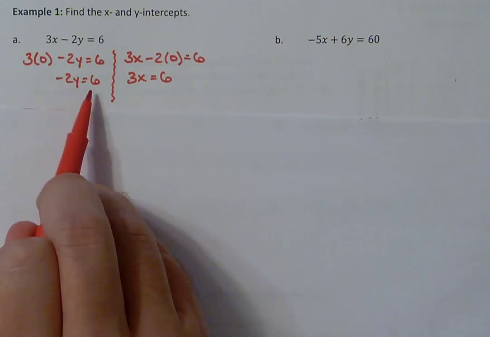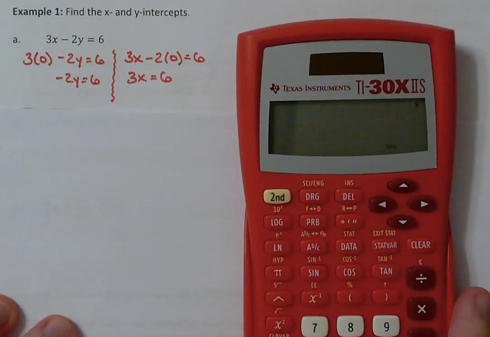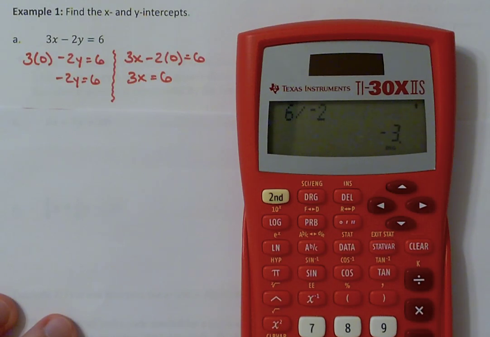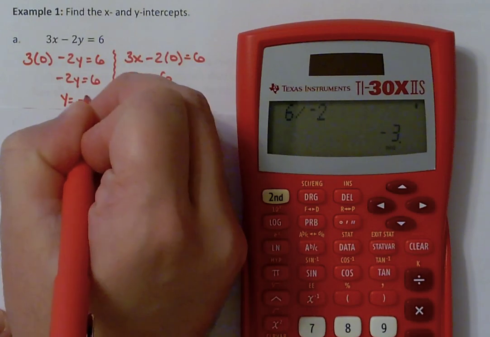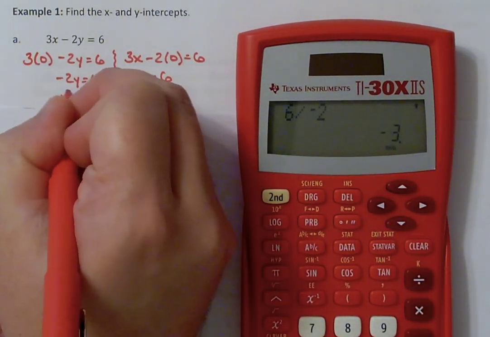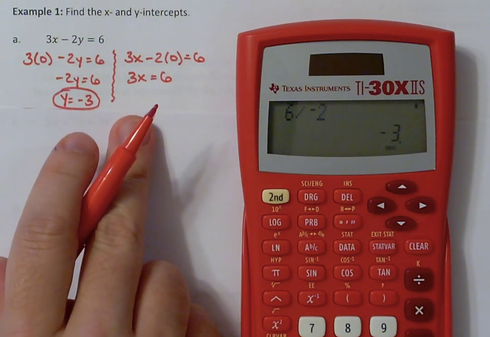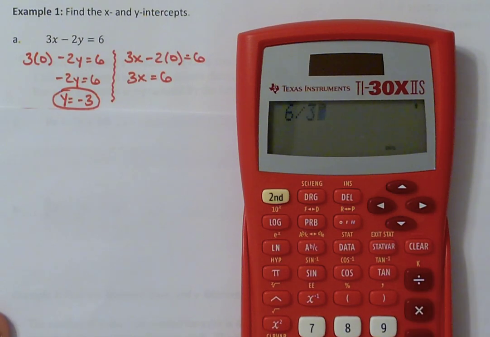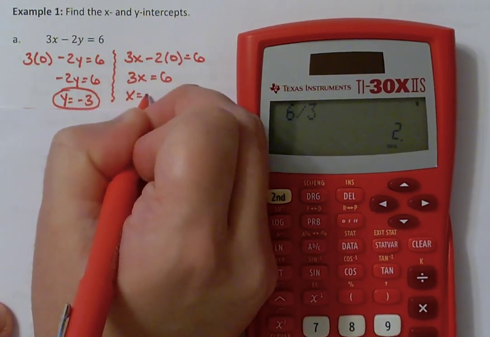If I divide 6 by negative 2, and let's pull out my calculator, we do 6 divided by negative 2, we end up with negative 3, so we get y equals negative 3. And over here, if I divide by 3, 6 divided by 3, I get 2 as my answer for x.